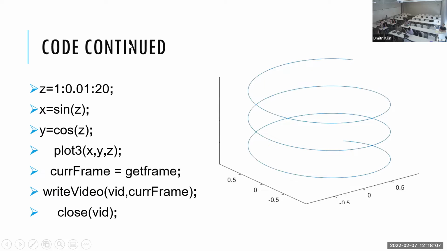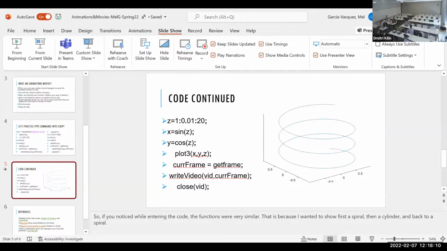If one uses pause without an argument, it will stay still until a human hits the button. Instead, one can do pause and then in the brackets put, like, 0.1 delay in seconds, or some other units.